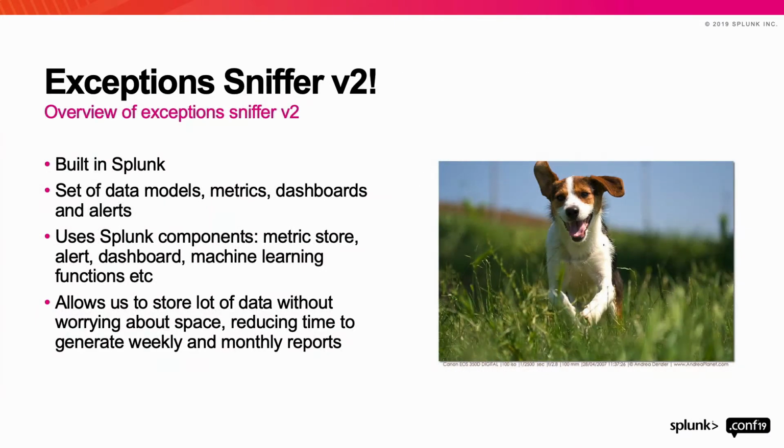So enter Exception Sniffer version 2. We decided to rebuild the tool, and we decided to make it better. First thing we did is we built it all in Splunk. The second thing that really made the difference for us was we ended up using the metric store. The metric store allowed us to save the data in a very fast manner and query the data and trend the data. We also used the Splunk dashboard components, and we also used their alerting mechanism. Basically, we were lucky that we were able to iterate and make a better tool.